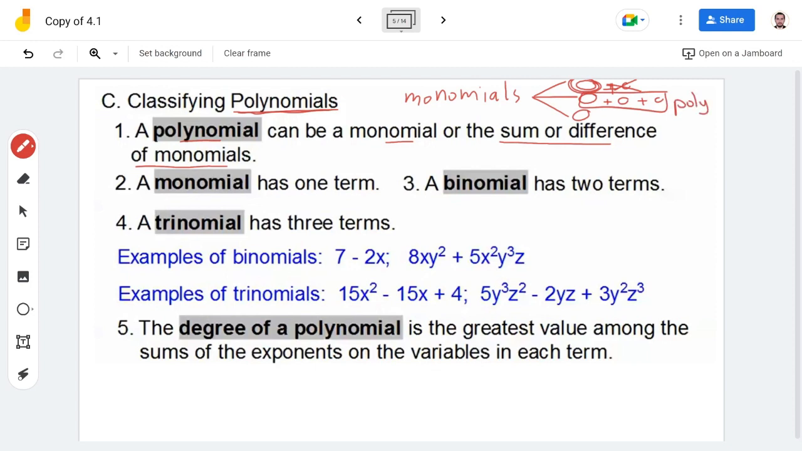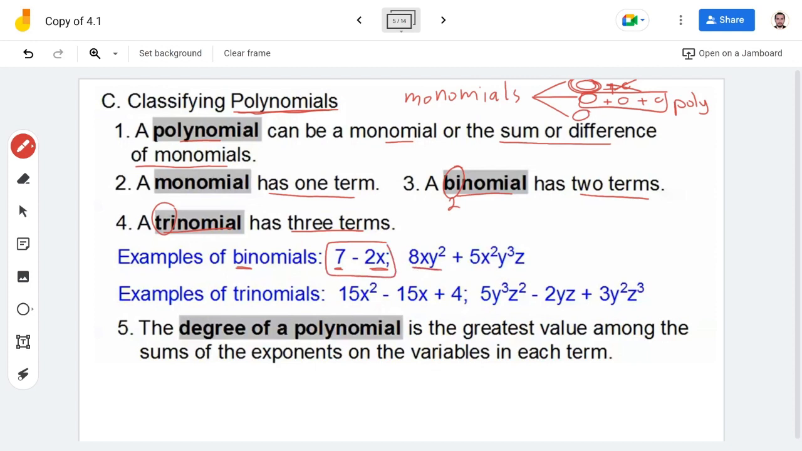Now, a monomial has one term only. A binomial has two terms because binomial represents two. Then we have a trinomial. A trinomial represents three terms. For example, for binomials, we have 7 minus 2x. So 7 minus 2x is a binomial.